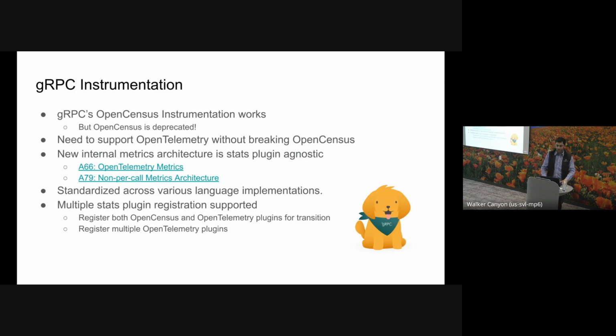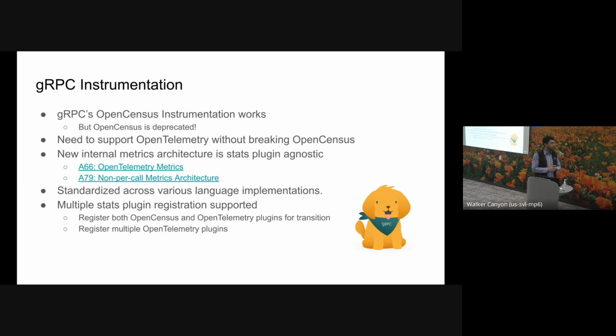Coming to gRPC instrumentation. As I said earlier, we have a gRPC OpenCensus solution, and that has both metrics and tracing implemented. But as I said, OpenCensus is deprecated, and people are moving to OpenTelemetry. We don't really want to get stuck with an old deprecated solution, especially when the whole world is moving to OpenTelemetry. But for the gRPC team, we cannot easily just break OpenCensus support. We need to keep supporting OpenCensus while we develop OpenTelemetry.